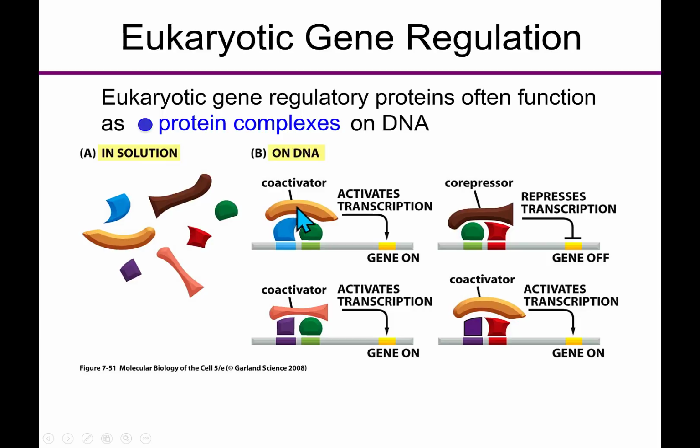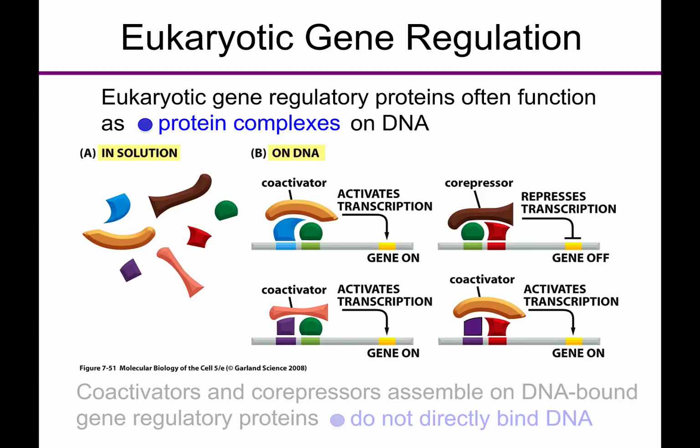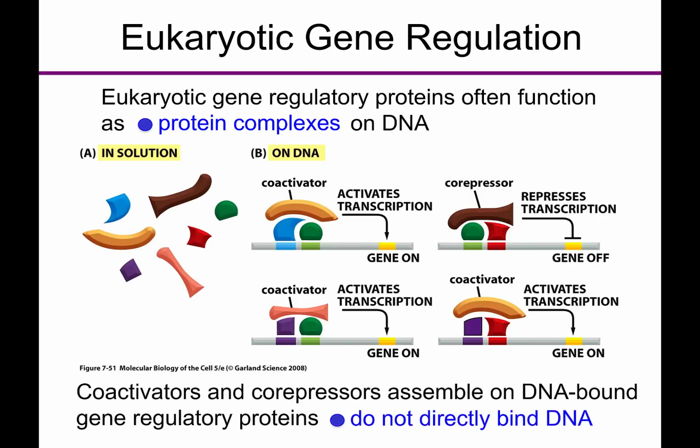Now, if you look at this protein right here, notice it definitely affects transcription, but this one right here actually doesn't bind to DNA on its own. Same thing over here. This protein over here definitely can affect transcription, but it doesn't bind to DNA on its own. And so co-activators and co-repressors assemble on DNA-bound gene regulatory proteins and do not directly bind to DNA.